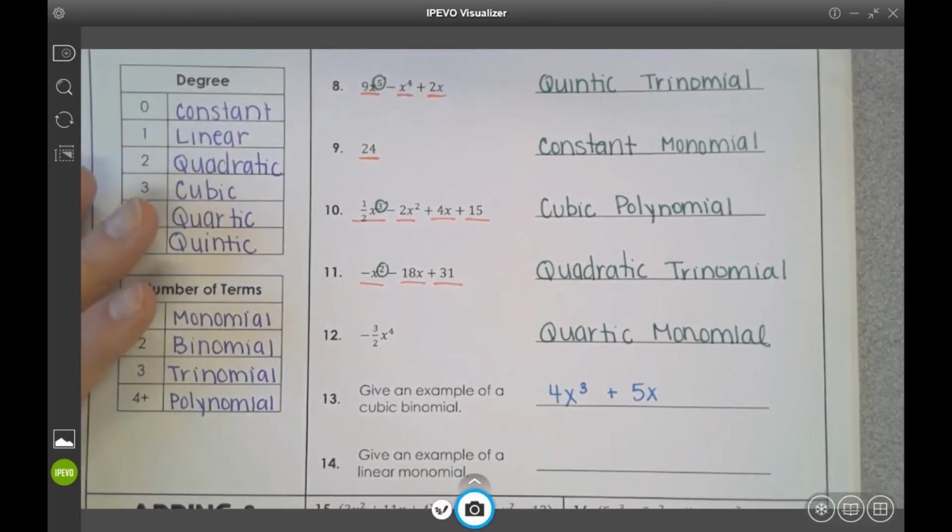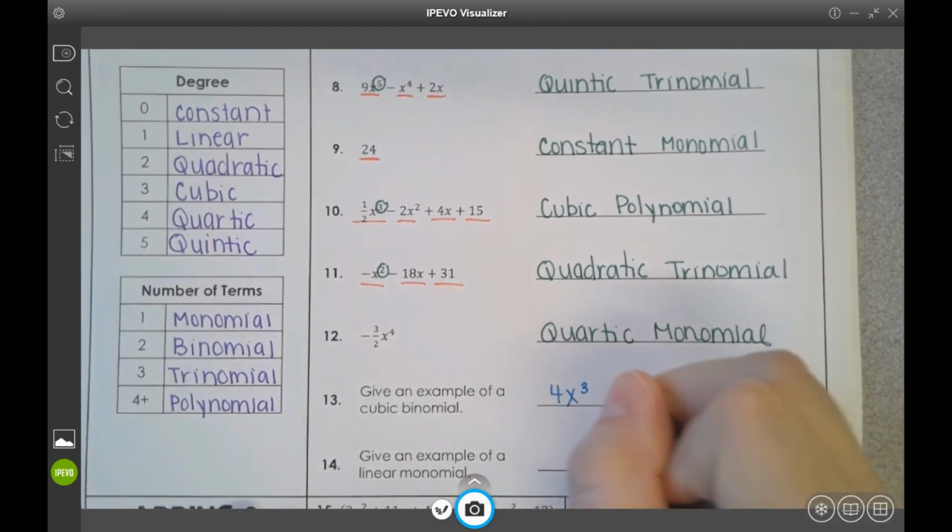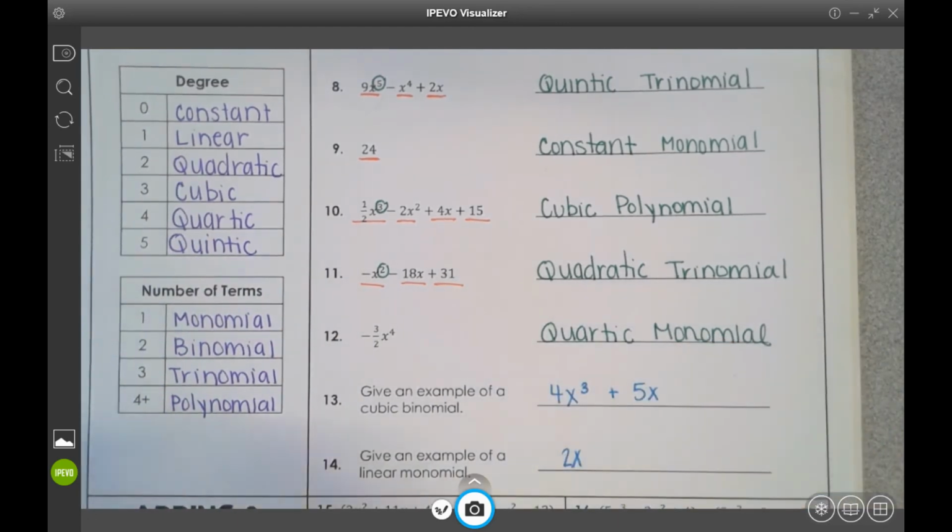And then a linear monomial, it can only have an x, and it has to be one term. So maybe 2x as your answer. Any questions?